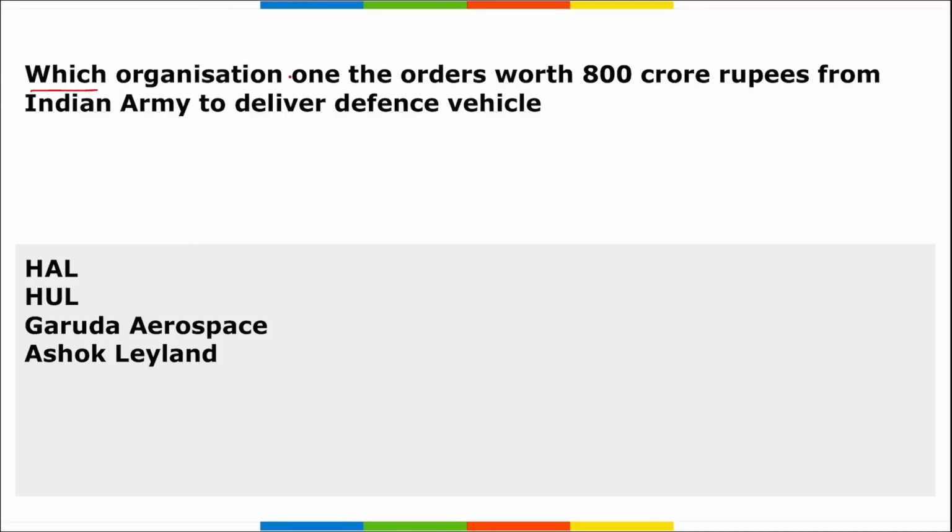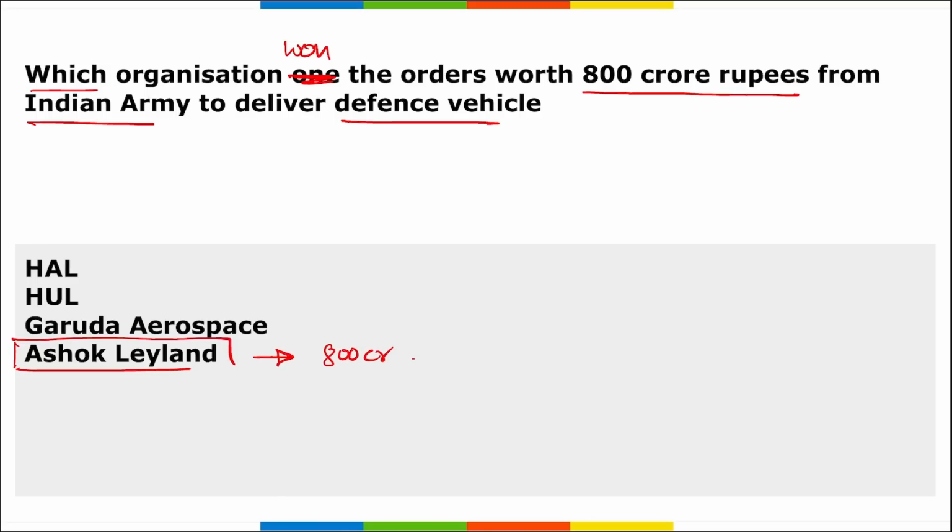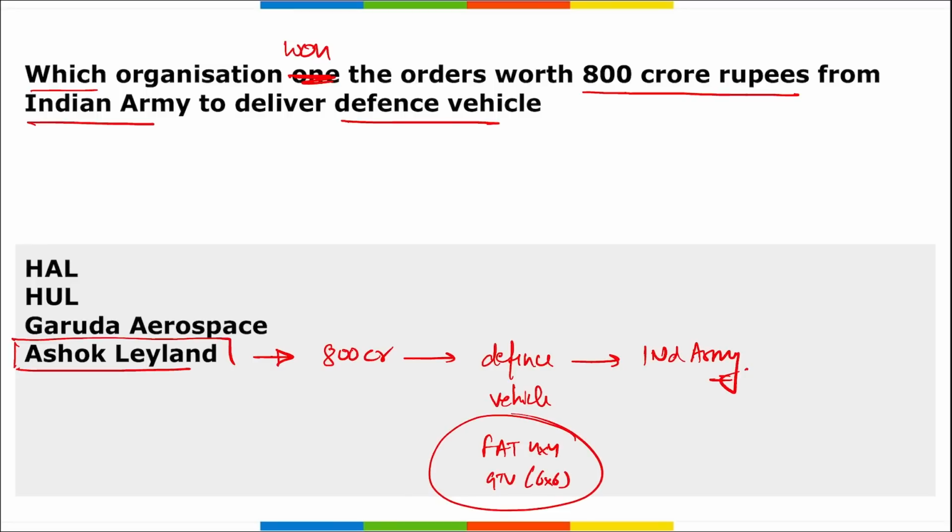Next question is, which organization has won orders worth 800 crore rupees from Indian Army to deliver defense vehicles? I repeat, name the organization first. It is Ashok Leyland, right? They have won the contract worth 800 crore rupees, and this contract is for delivering defense vehicles to Indian Army, correct? The contract includes the procurement of the field artillery tractor, that is FAT 4x4, and the gun towing vehicle, that is GTV 6x6.